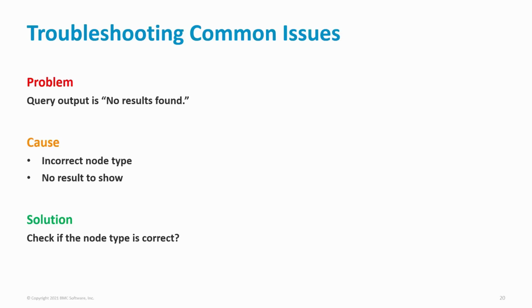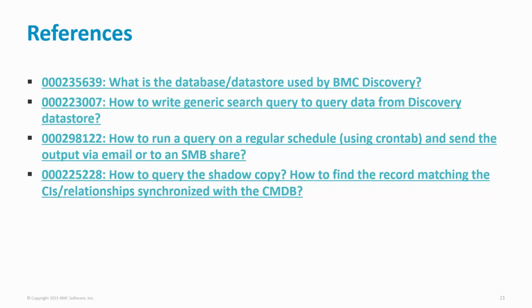Here are some knowledge articles that you can refer to for more details on the topic that we discussed today. The first knowledge article provides more details on Discovery data store. The second knowledge article provides steps to write a generic query. The third knowledge article explains how to schedule a query using cron and tw_utility. And the last KA provides more examples and steps to query the local shadow copy.